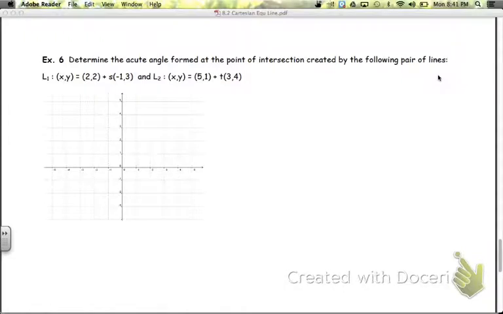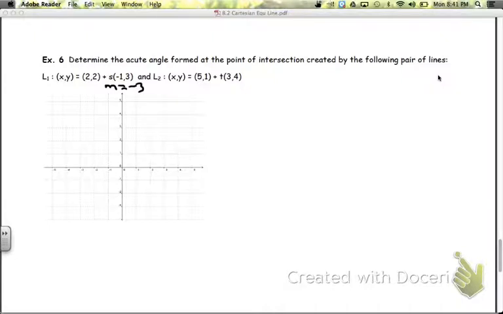Now, example 6, we want to determine the acute angle formed at the point of intersection created by the following pair of lines. So we have line 1 and line 2. What we're going to do here is graph these. Our line 1 is xy equals 2 plus s times negative 1, negative 3. So here we can find what my slope is for line 1. My slope is just equal to b over a, so it's just equal to 3.